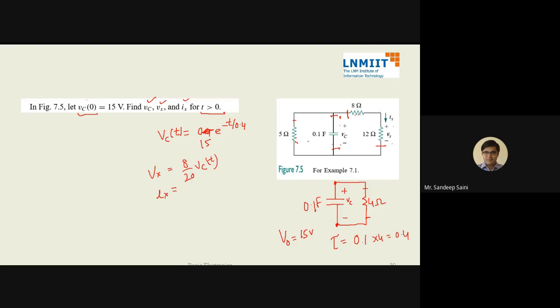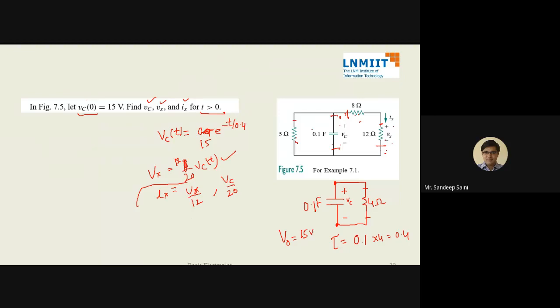Now, sorry, this should be 12 by 20, not 8 by 20. So what will be the voltage across only 12? That means 12 by 20 of total voltage. Now what will be Ix? Vx upon 12. So Vx upon 12, or Vc by 20? Is that fine? Yes, sir. Sir, I didn't understand 12 upon 20.